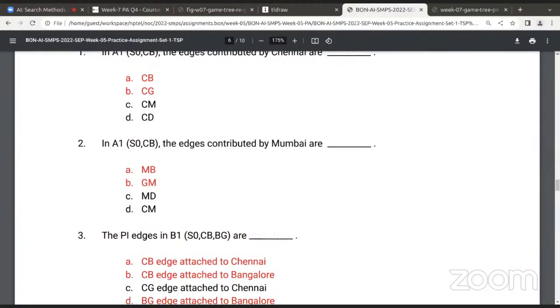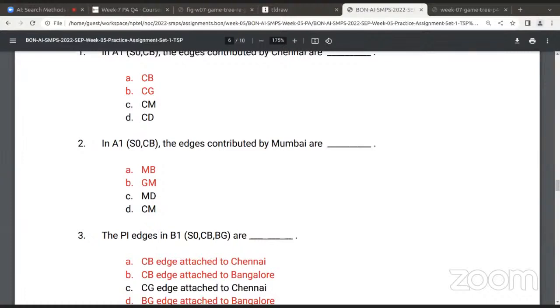So the edges contributed by Mumbai are: from Mumbai I'm going to Goa, from Mumbai I'm going to Bangalore. Yeah, that is correct. That is Mumbai. The answer is correct. Why did I get confused unnecessarily? Wait. Just take away what I said before. The directed edge is still there.